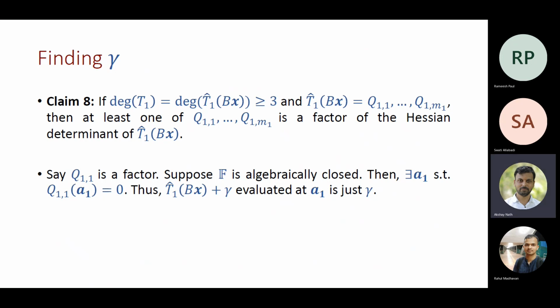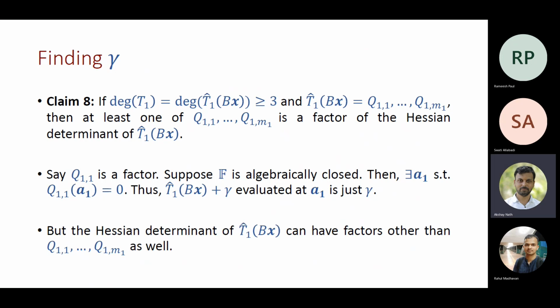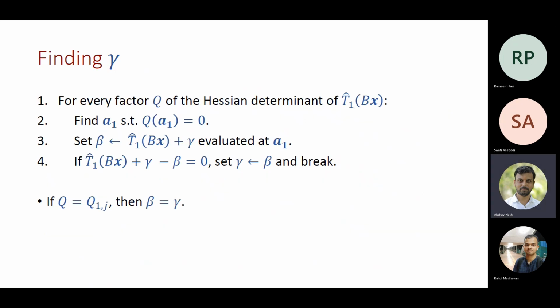And thus T1 hat plus T1 hat Bx plus gamma evaluated at A1 is 0, because T1 hat Bx has a factor Q11. So now we have gamma, and we can subtract it and get black box access to T1 hat Bx. What's the problem? The problem is, sure, one of Q11 to Q1m1 is going to be a factor of the Hessian determinant, but it might have other factors as well. So what if you pick the wrong factor? You might get another gamma. So what we do is the following.